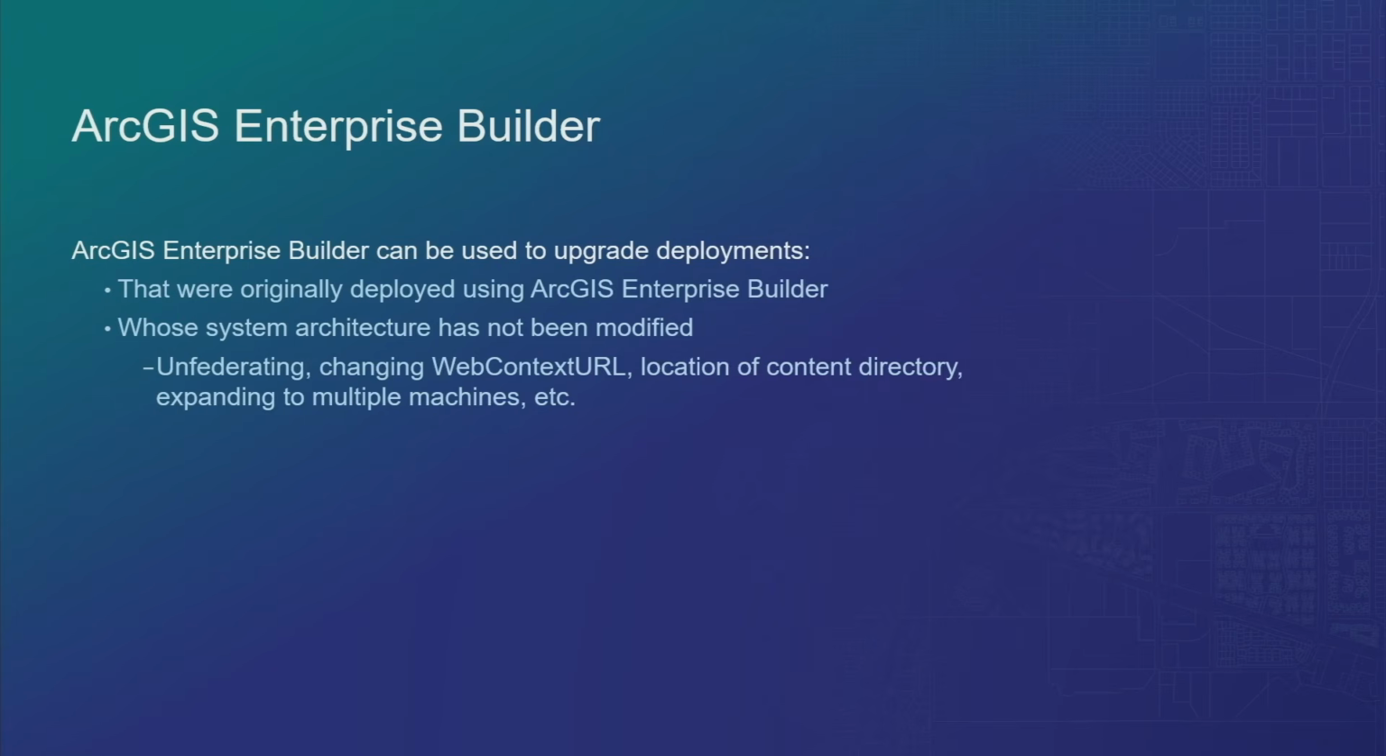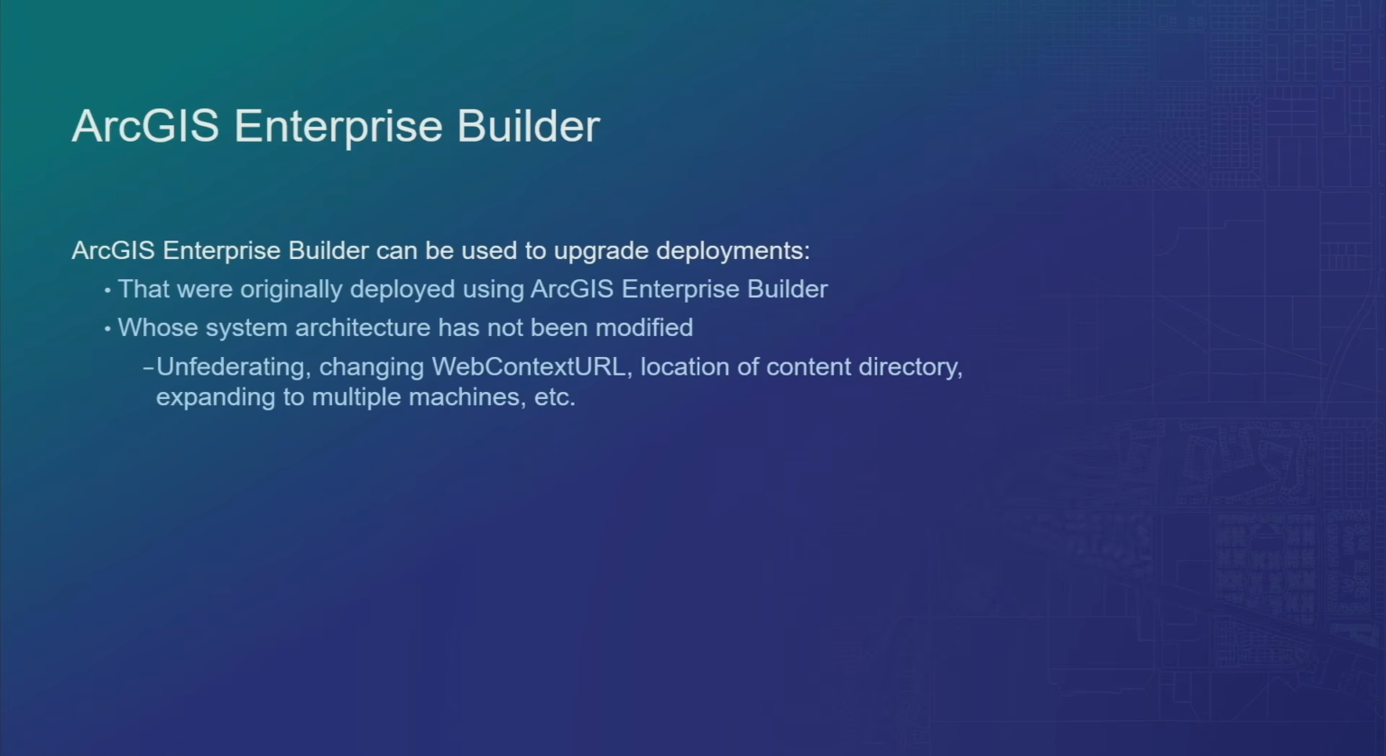is unfederated, like this server. I've added more servers. I've changed my web context URL, the public URL, where my users go and connect. I've changed my content directory. I started with the C drive, and now I am on the D drive after some testing. Or I've added more machines to this setup. Enterprise Builder is about one machine.